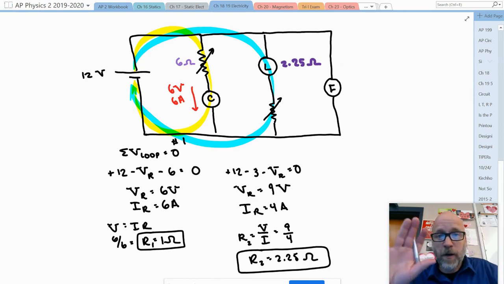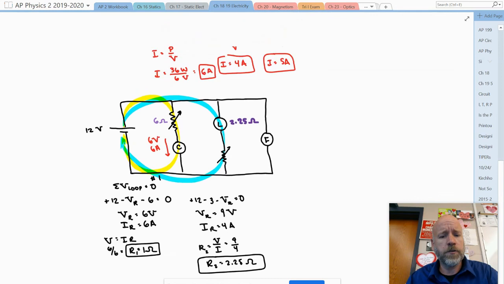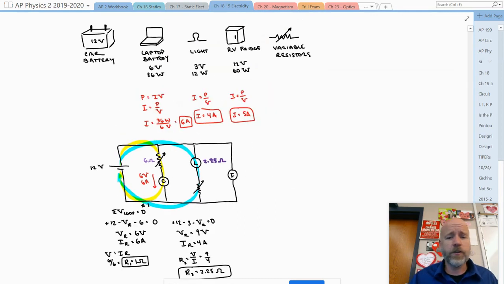All right? But I'm not going to take up any more of your time. This was in case you were feeling uncertain about how to approach these problems. In designing a circuit, it's nothing more than utilizing the power formula, the loop rule, Ohm's law, the junction rule, and everything else. All right?